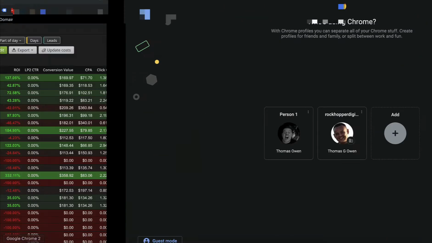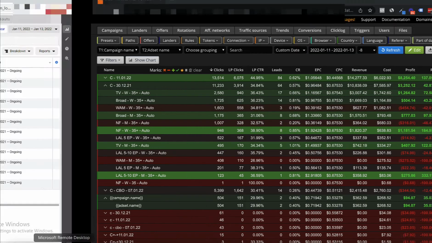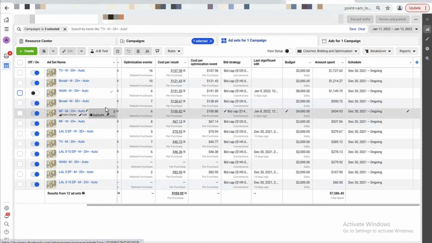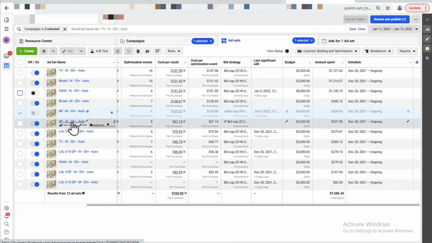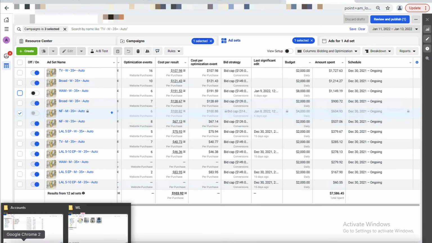Oh, what am I doing here? 364. NF Men is 364, and 604 spent. Okay, we don't need that. Okay, let's cut that away. NF Women is 537.